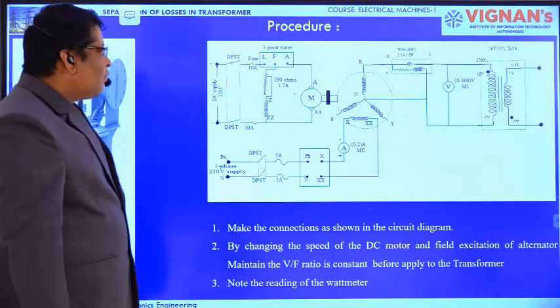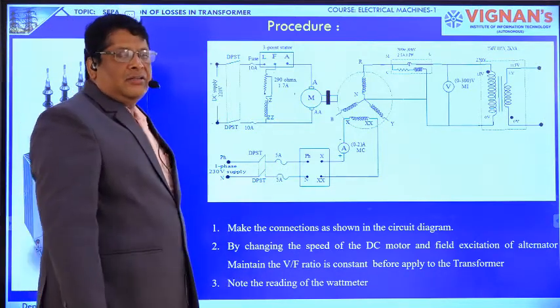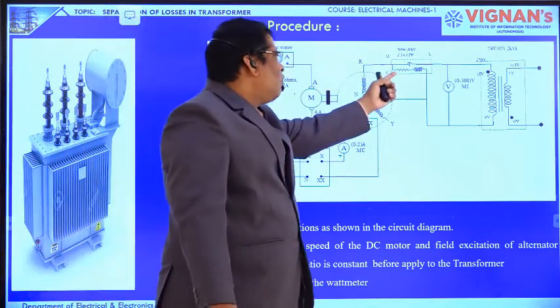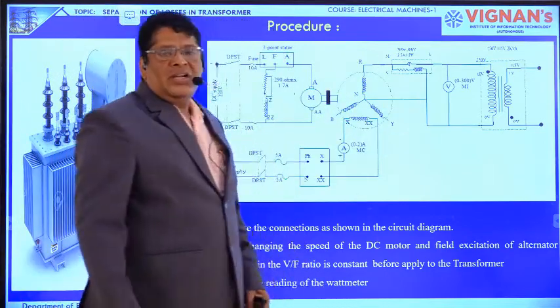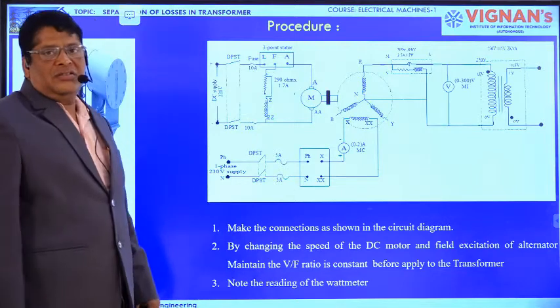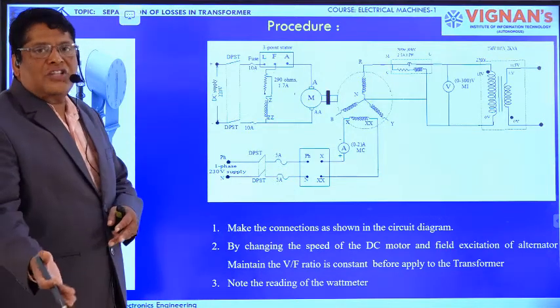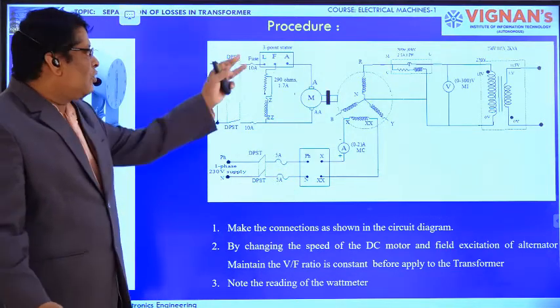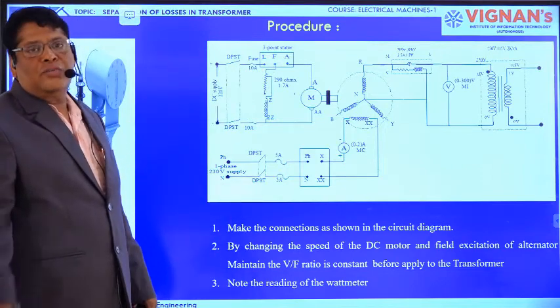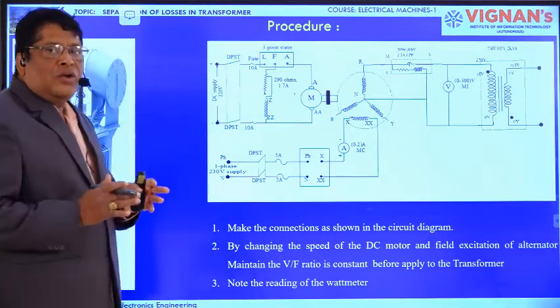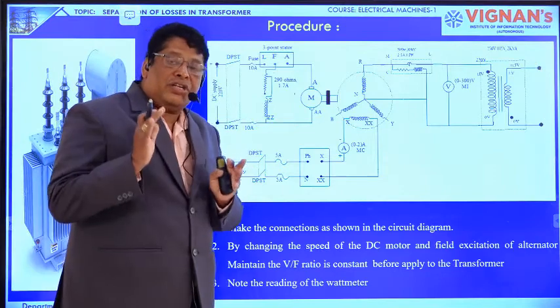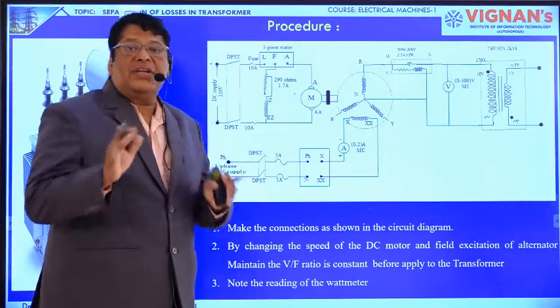Note the readings of the wattmeter and voltmeter. See here, only 2 meters are there: one is a wattmeter, another one is a voltmeter. Then you repeat the procedure for the next voltage and corresponding frequency. Note down the readings of the wattmeter and voltmeter. But in every case, we have to maintain the V by F ratio constant. That is very, very important.